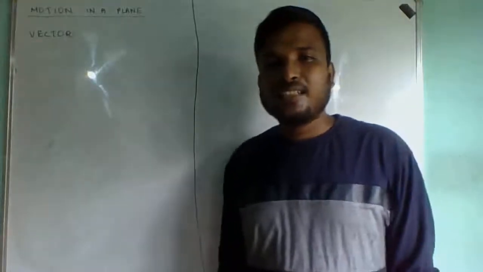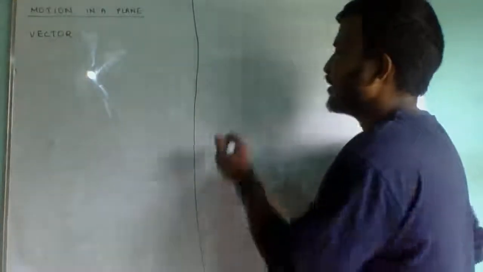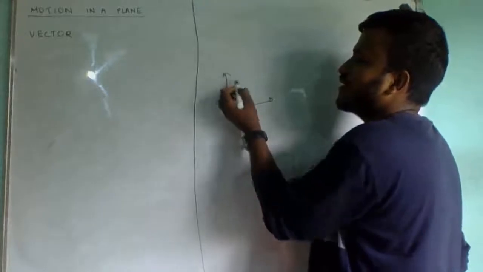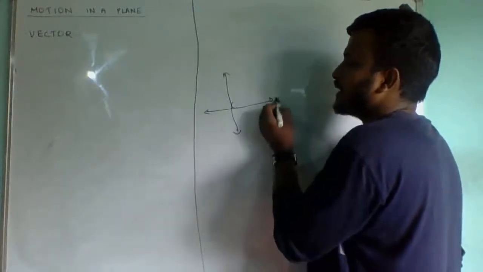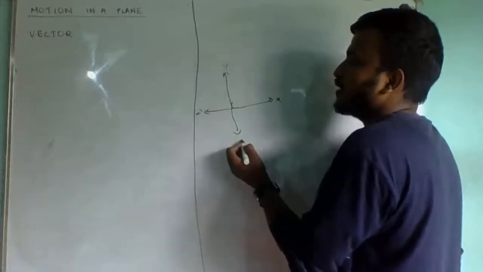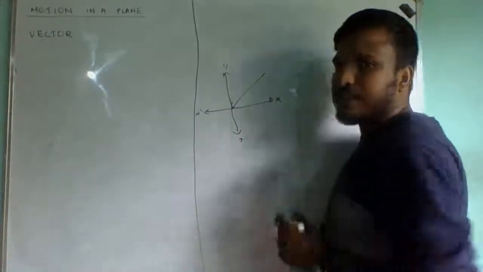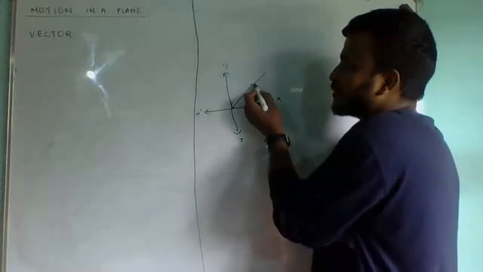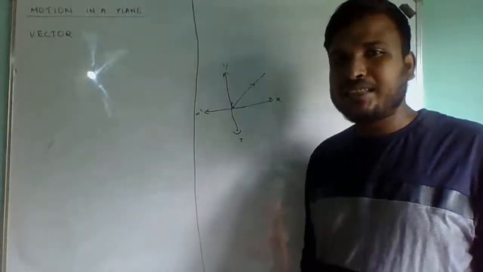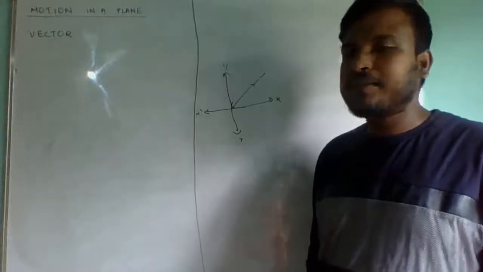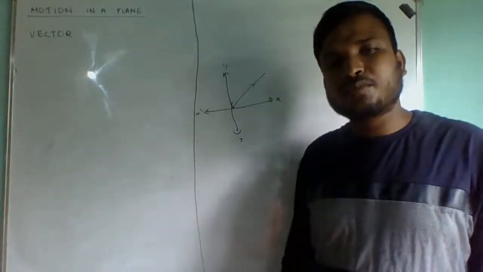But when a body is moving in a plane or in space, suppose a body is moving on a Cartesian plane, with x-axis, x prime, y, y prime. If the object is moving in this direction, what can you say about the direction? In this case, it is very difficult to identify in which direction the object is moving.